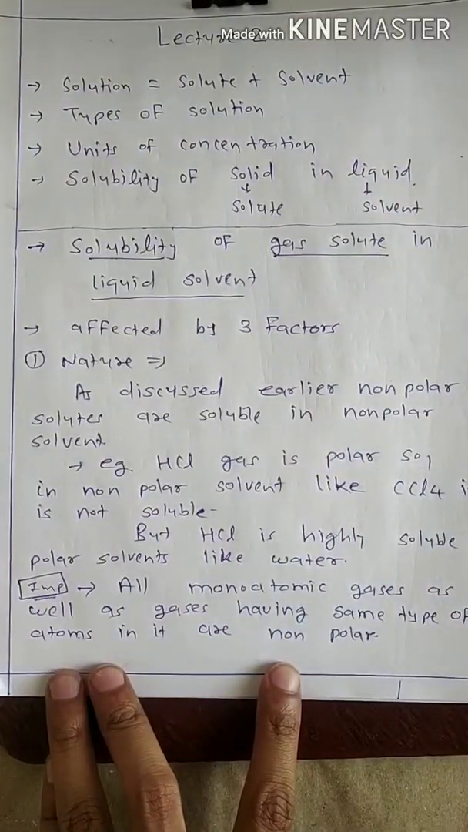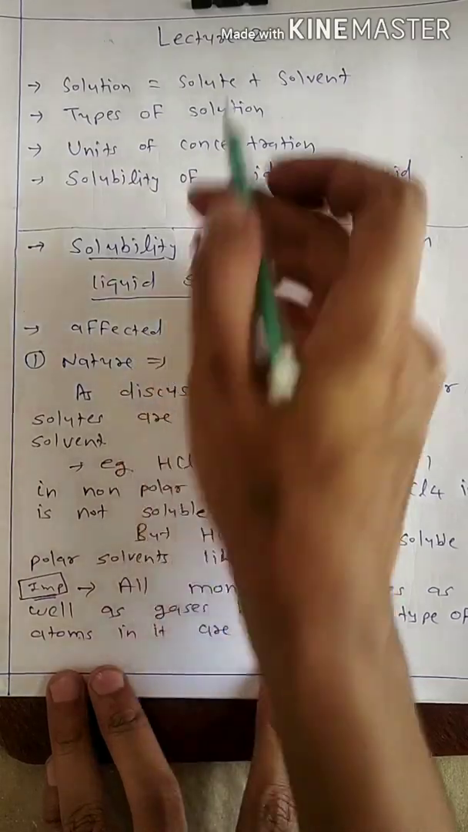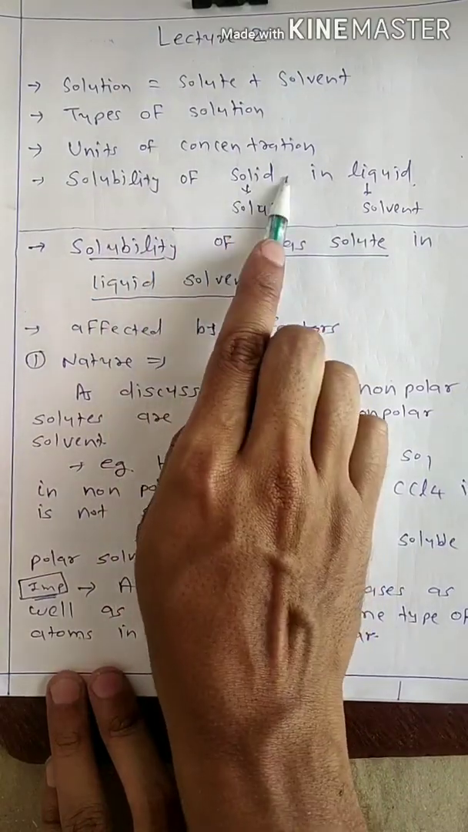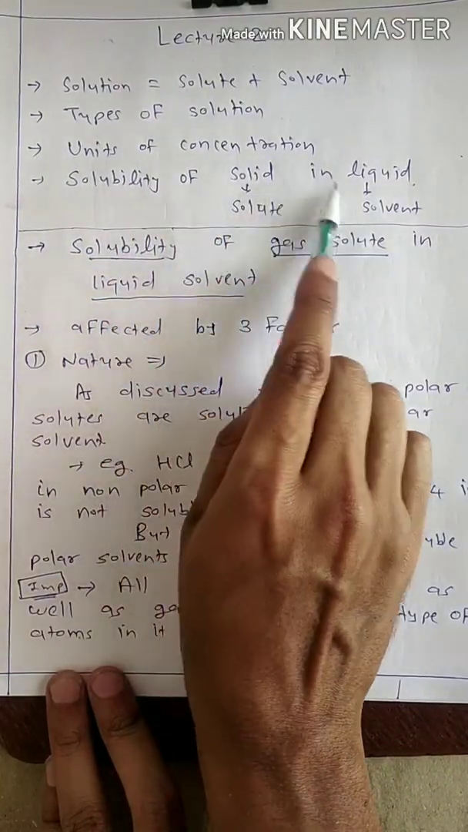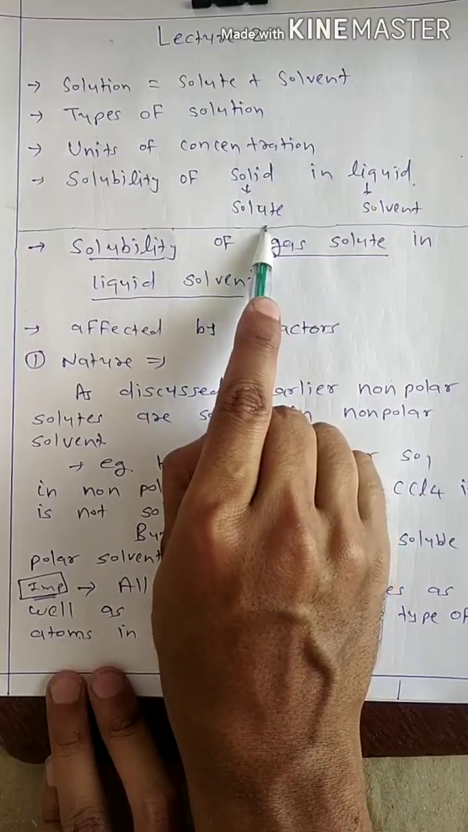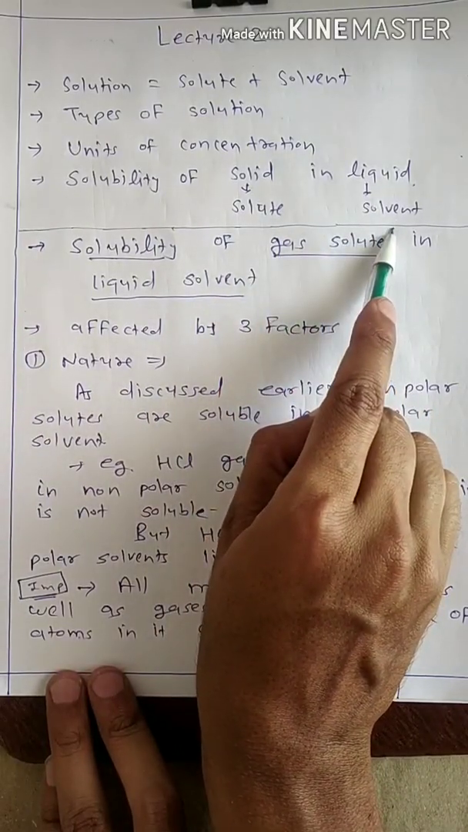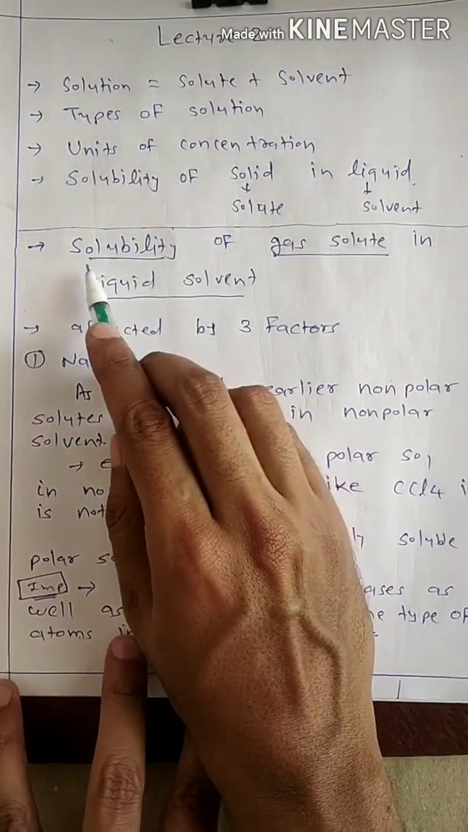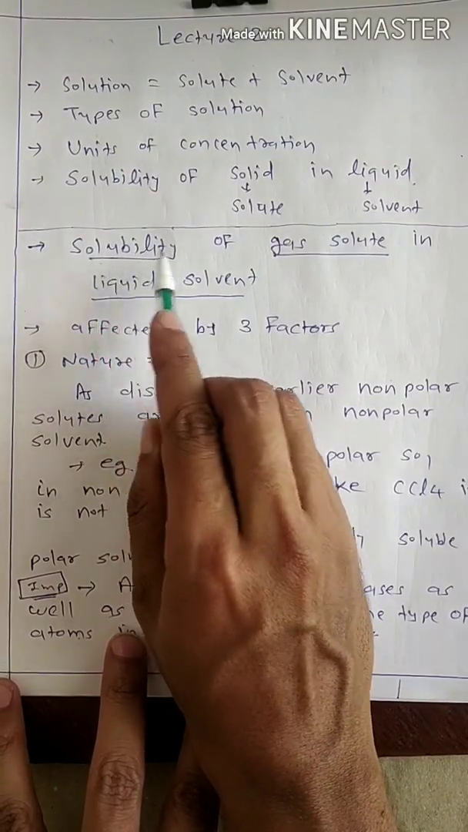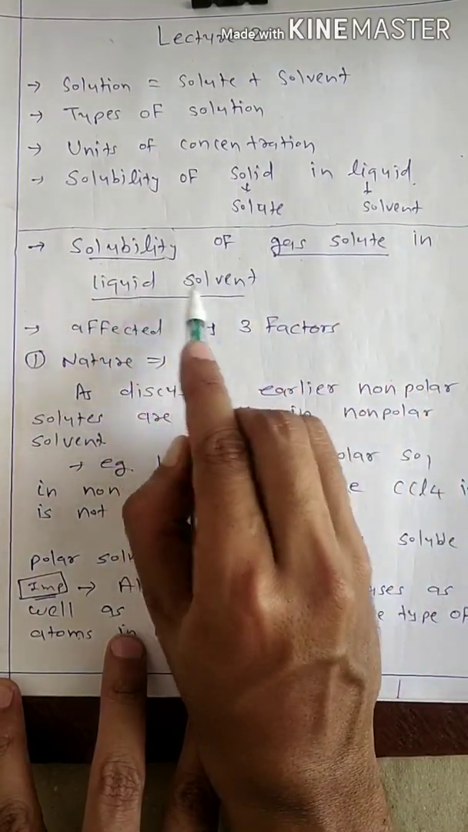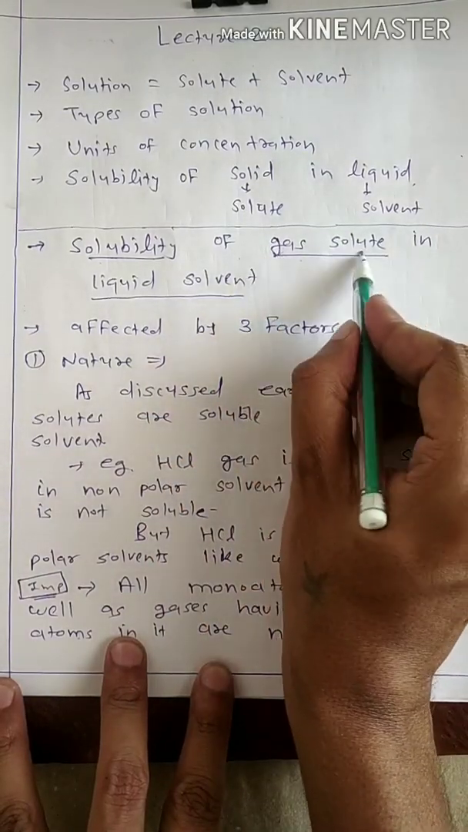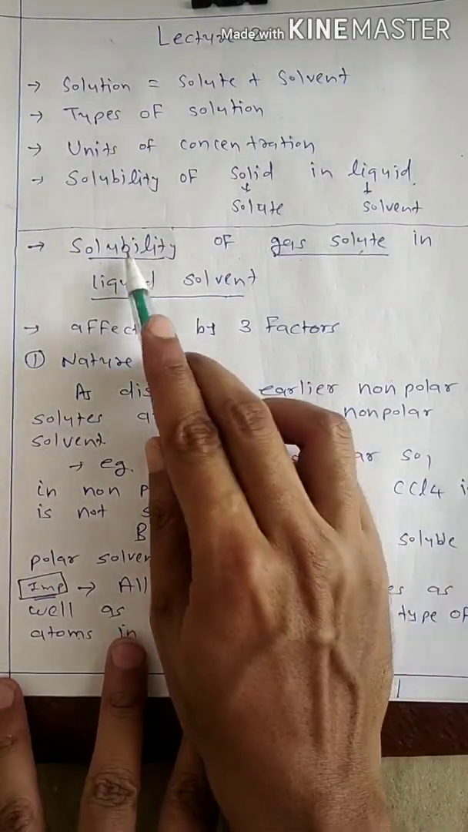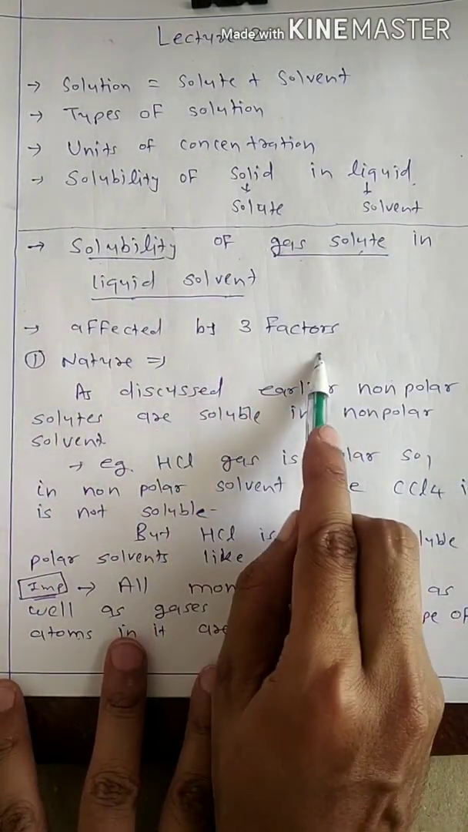Okay, hello friends. In last lecture, we have studied about what is solution, type of solution, units of concentration, and solubility of solid in liquid, where solid was solute and liquid was solvent. Now, moving further, in today's lecture, we are going to study solubility of gas solute in liquid solvent. Here gas is solute, liquid is solvent. Okay, so this solubility is affected by three factors.